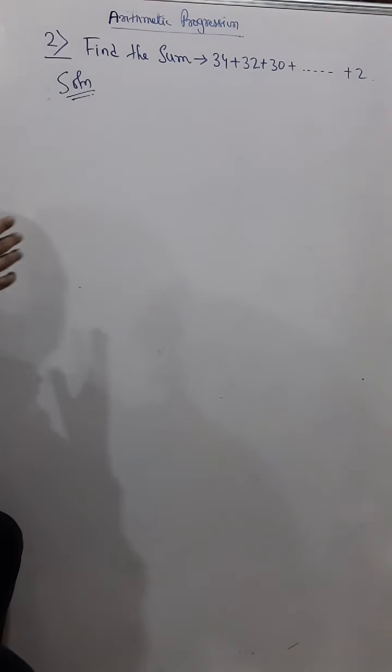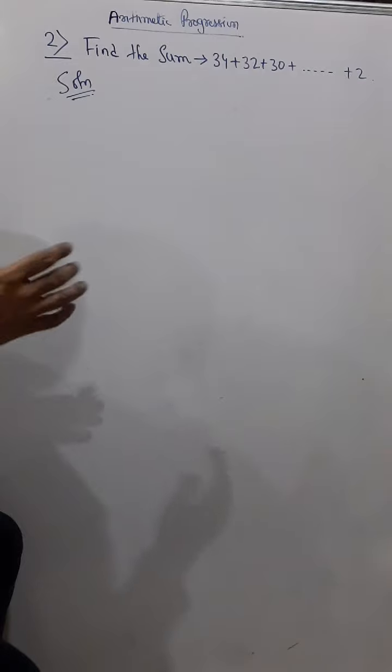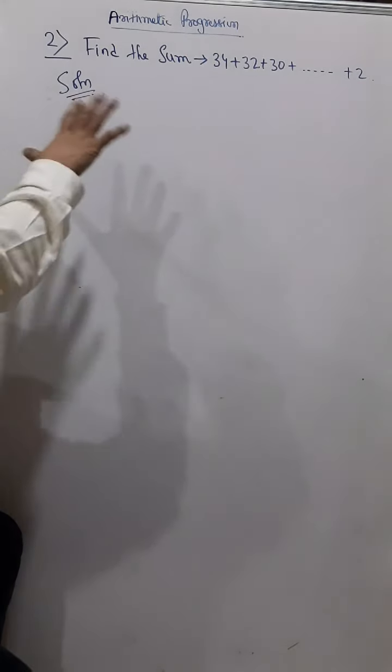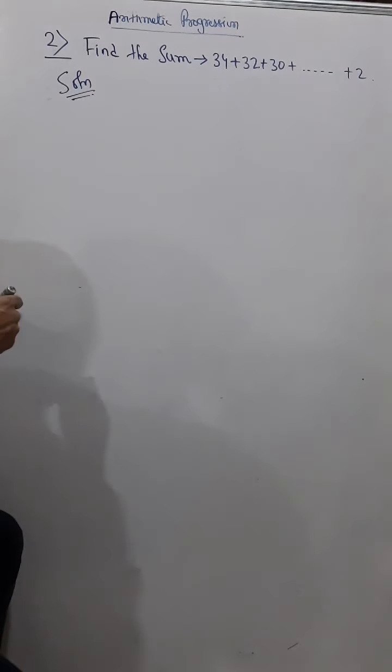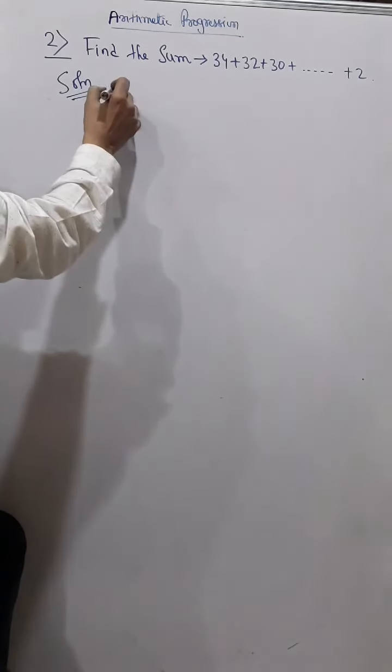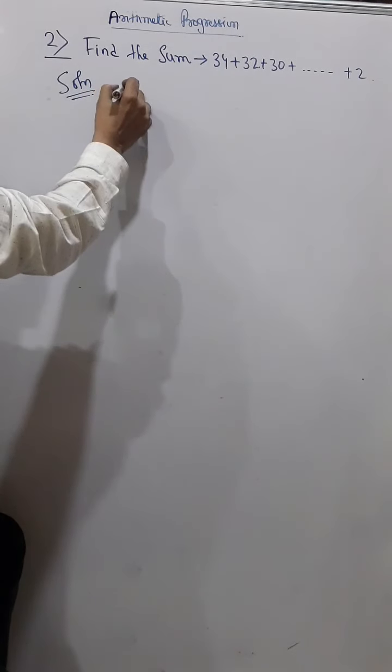There are AP, GP, HP that we learn in higher classes: geometric progression, harmonic progression, and this is arithmetic progression. So in any progression, if it is not mentioned, we first have to show what type of progression it is. Now since here we can understand it's an AP, we have to show that.